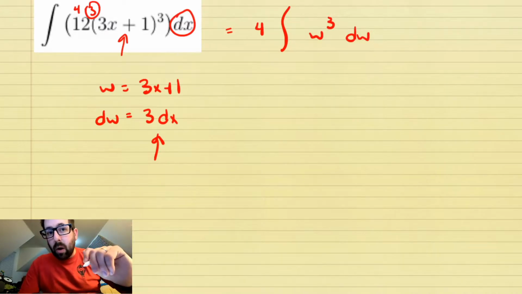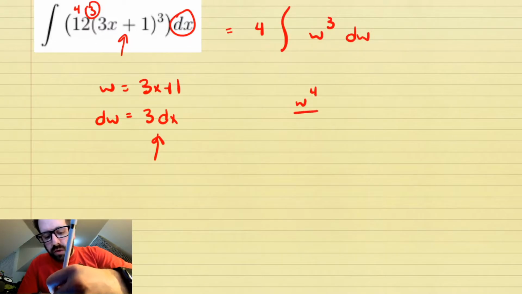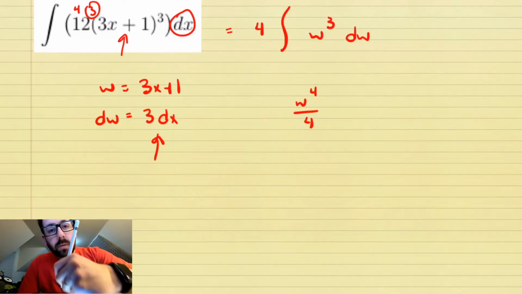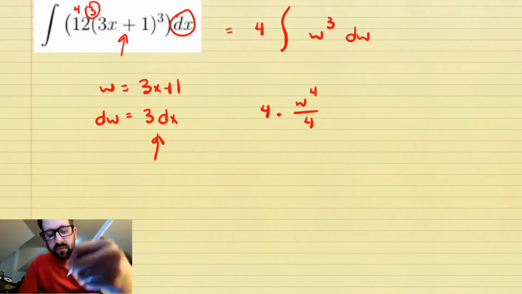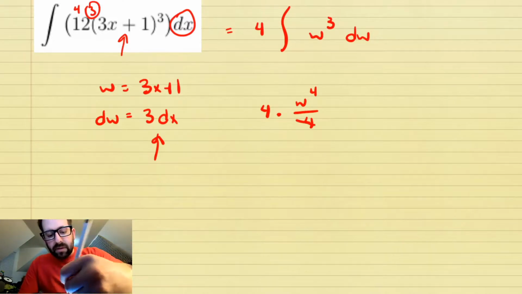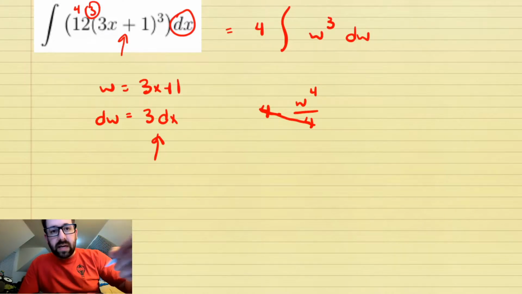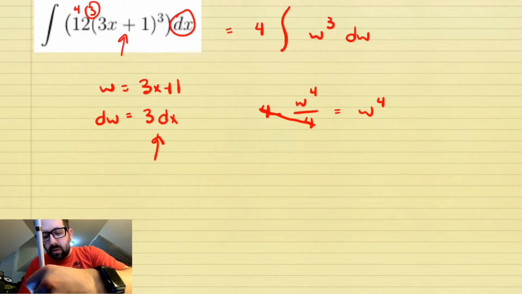So now this is just a power rule. If we do a normal power rule for an antiderivative, you add 1 to the power and you divide by the power. That's a normal antiderivative. Now we still have the 4 out front, because if you do an antiderivative, the constants out front stay there. And so what happens here is that when you multiply, these 4's cancel. It's a normal cancellation rule for fractions. And so what we're left with is just a w to the 4th.